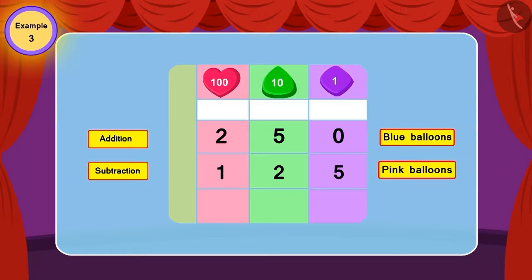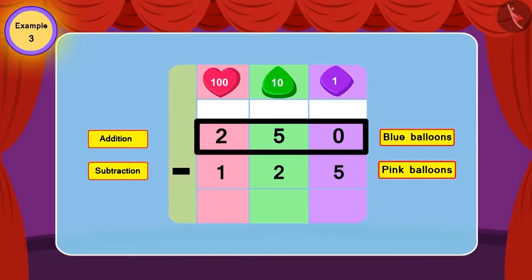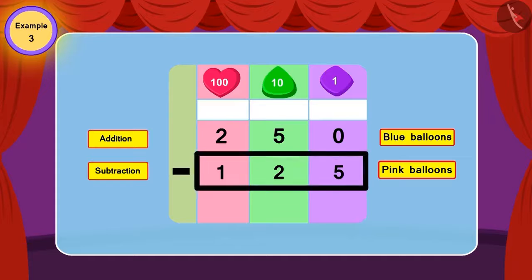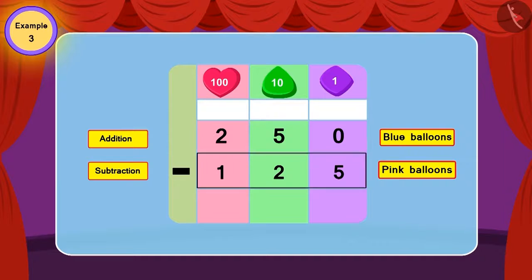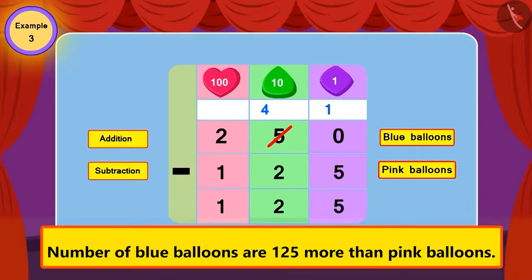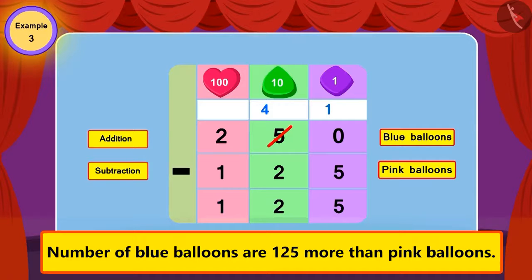Oh wow, children! This is the correct answer. In this question, we will use subtraction because the number of blue balloons is more than pink balloons. For this, from 250, 125 is to be subtracted. And now we can see that the number of blue balloons is more than pink balloons by 125.